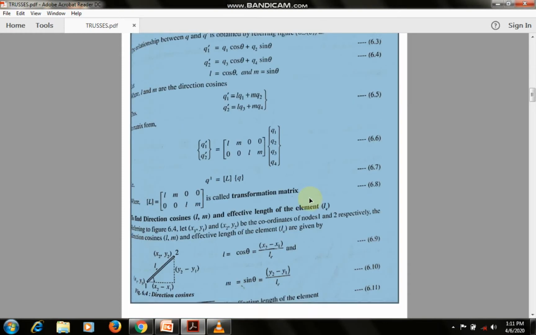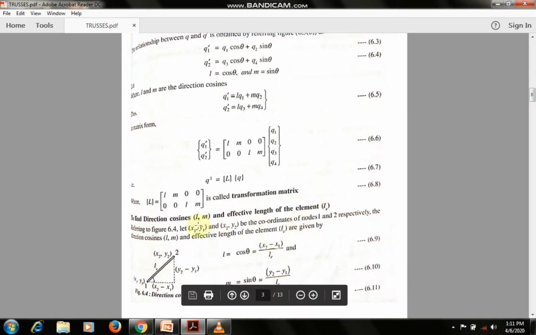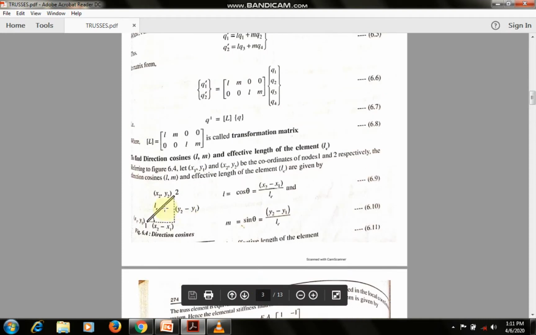Now moving on, we should be finding out the direction cosines L and M. L is nothing but the direction cosine in the x direction, and M is nothing but the direction cosine in the y direction. We will be considering an element having node 1 and 2. The length of this element is LE. The coordinate of the first node is x1, y1, and the coordinate of the second node is x2, y2. So my horizontal distance from node 1 to node 2, I will be taking the difference x2 minus x1, and my vertical difference will be y2 minus y1.